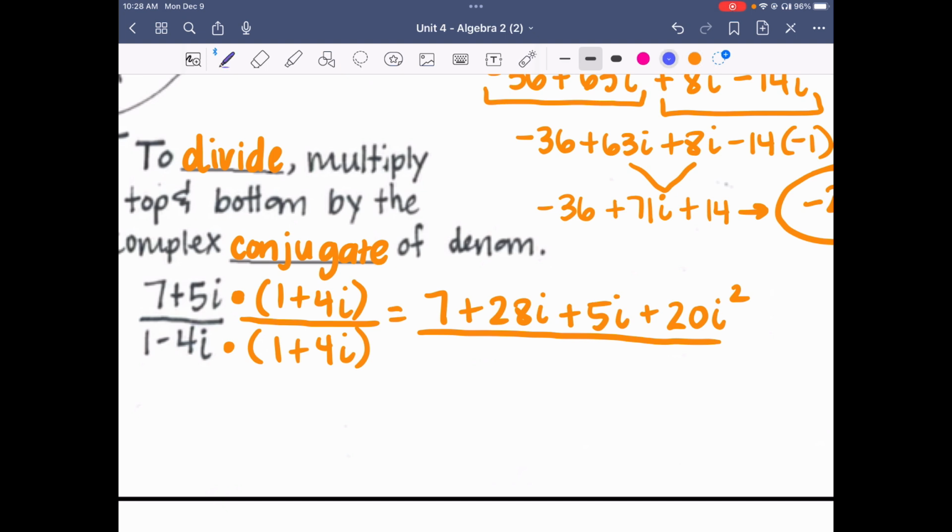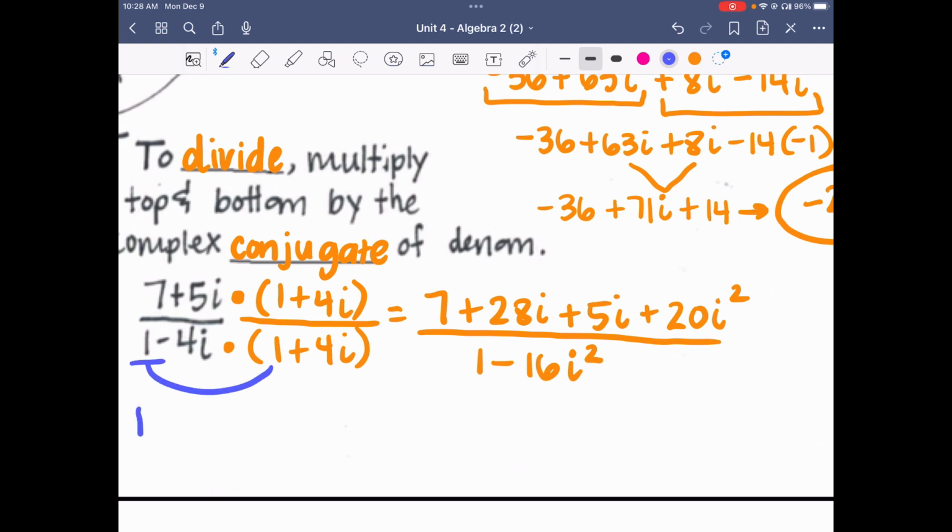Like, for example, in the top, how we ended up with 28i and 5i. If they're conjugates, those parts cancel out. So what I end up getting here when I multiply this is 1 minus 16i squared. If you would like me to work that out, I can do it down here right now, but you can fast forward if you don't need it.